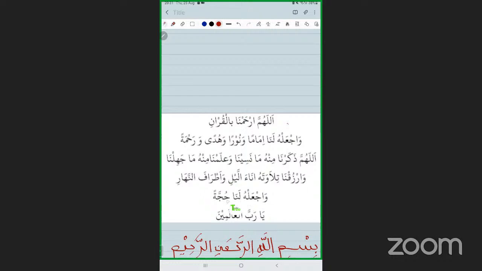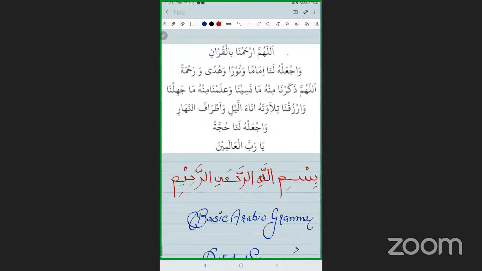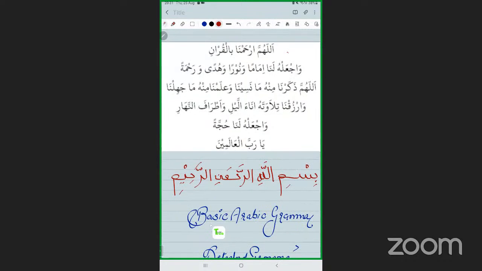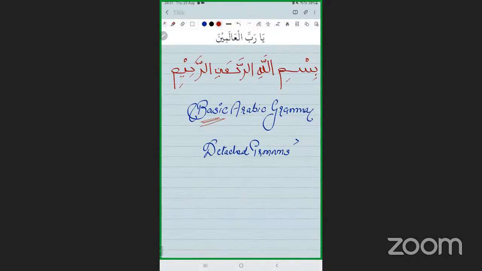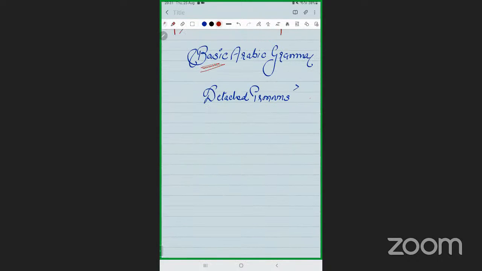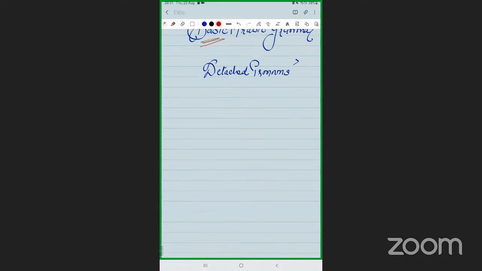Ya rabbal alamin. Amin. As you know, we are in our basic Arabic grammar class and we are learning about pronouns. Before we start learning about the pronoun, let's visit our mind map and make a mind map again. You remember we learned that in Arabic part of speech, we have to learn only three parts of speech, that is noun, verb and particles.